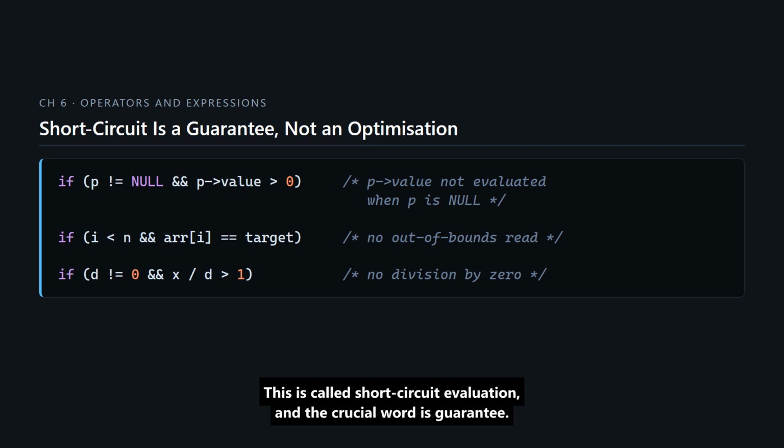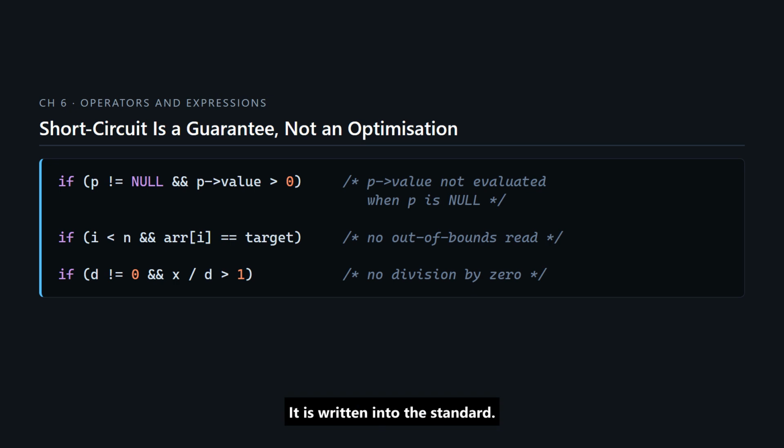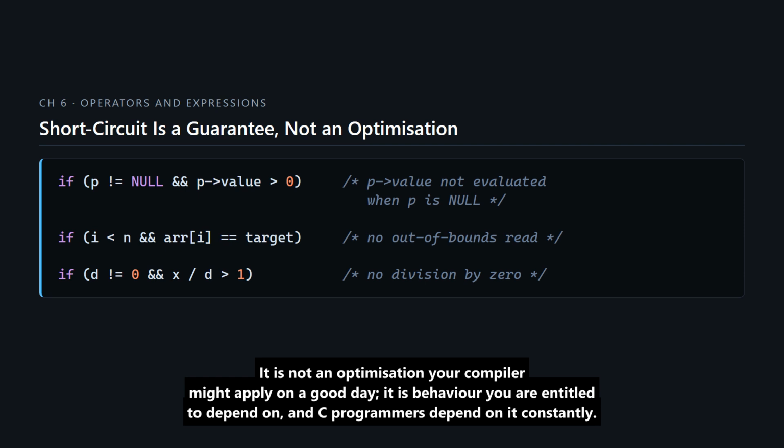This is called short-circuit evaluation, and the crucial word is guarantee. It is written into the standard. It is not an optimization your compiler might apply on a good day. It is behavior you are entitled to depend on, and C programmers depend on it constantly.